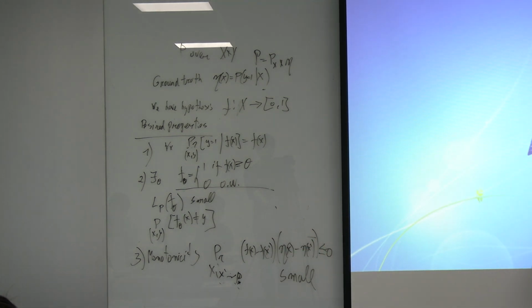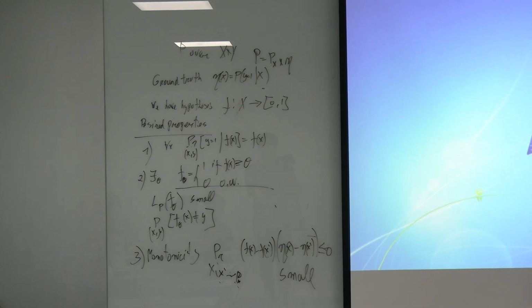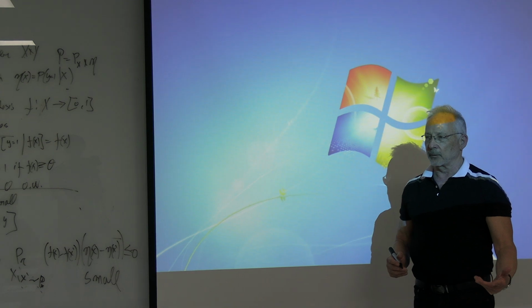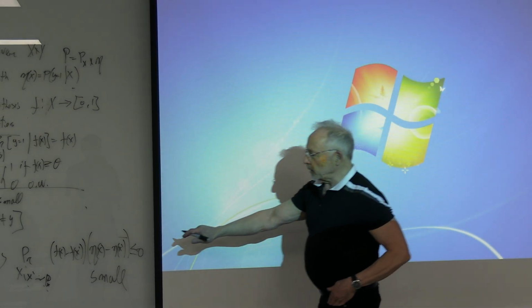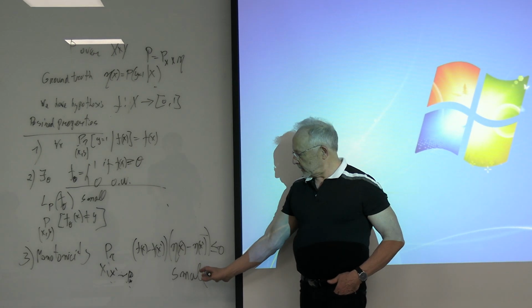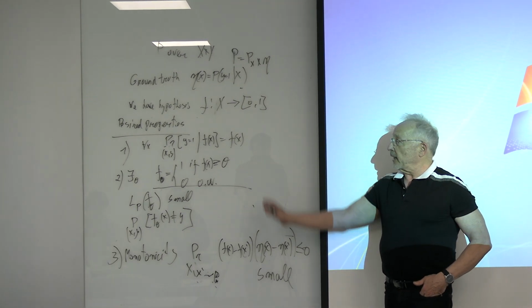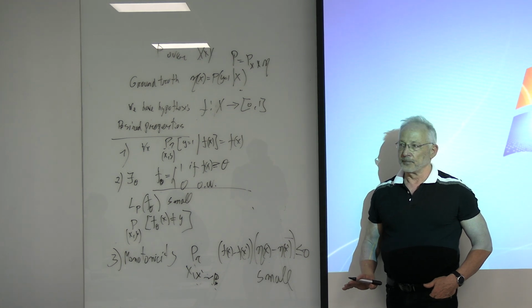So I want the probability of this bad case, where I said I'm more sure that x is 1, but actually x prime has a better chance of getting value 1, to be small. So that's another requirement, which is the monotonicity of my predictor f.